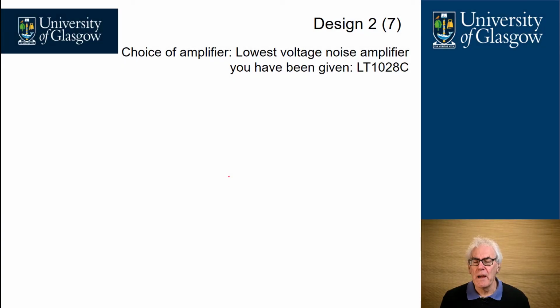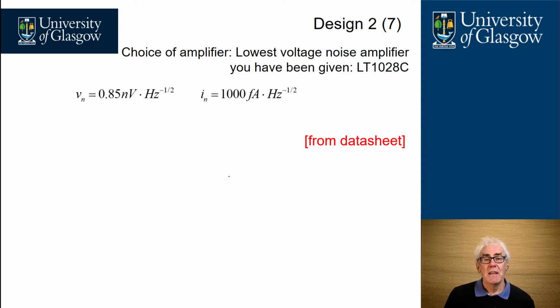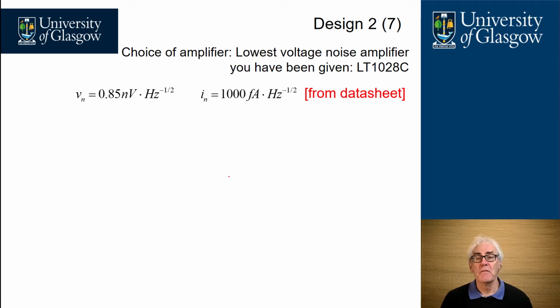First of all, if we go back to our list of amplifiers, which I've given out in several lectures before, the lowest noise amplifier that you have been given is an LT1028C, manufactured by Linear Technology, and it has a noise voltage of 0.85 nanovolts per root hertz, which is incredibly good, but it does have quite a high noise current of 1000 femtoamps or 1 picoamp per root hertz. Let's look at how this amplifier will perform in our circuit.